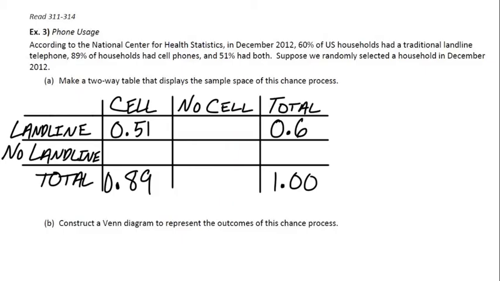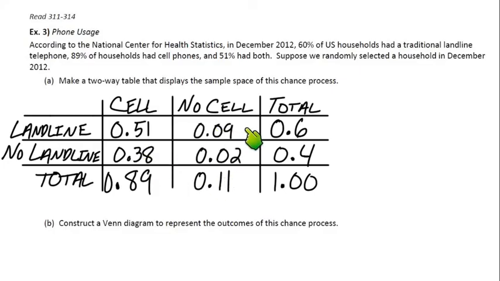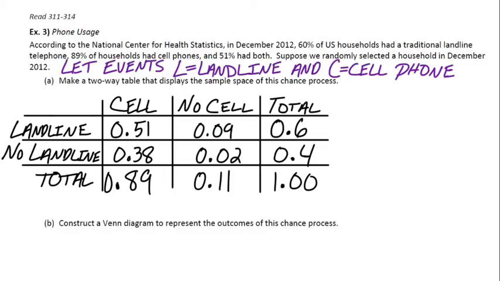So let's go ahead and fill in all those missing pieces. 0.4, 0.11, this has to be 0.38, 0.09, 0.02. So I can use these pieces of information to fill in the ones that I don't know. And then going forward, let's define our events. L, that'll be landline, and C, that'll be cell phone. So we're going to use that as our shorthand going forward for the rest of this problem.